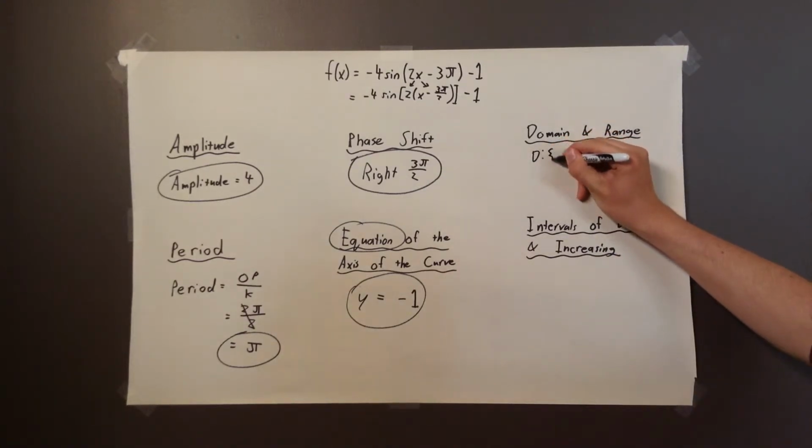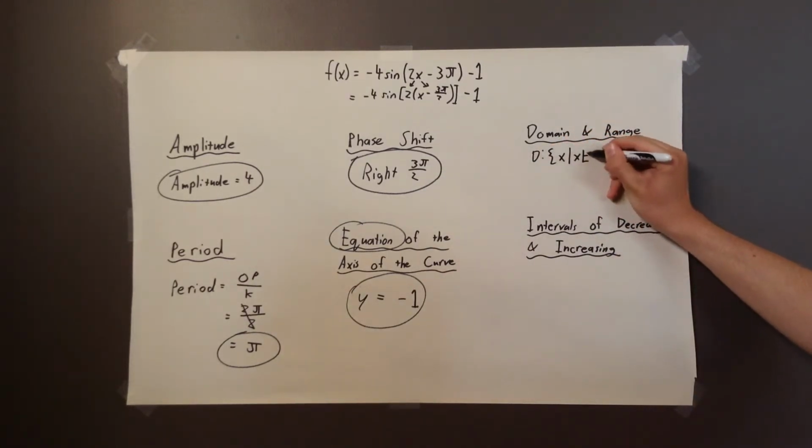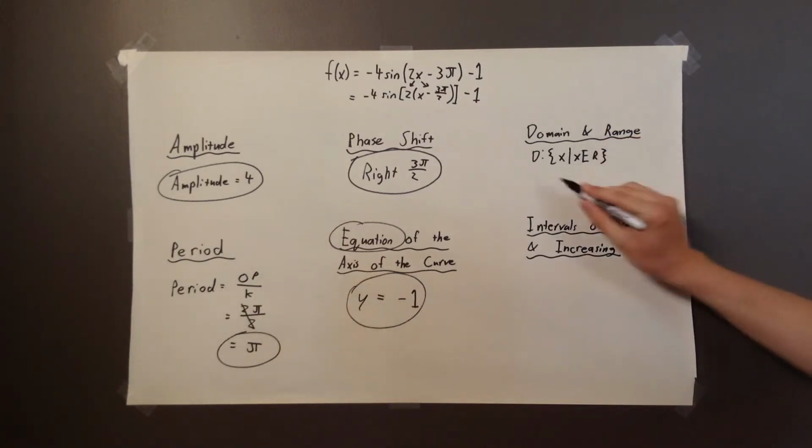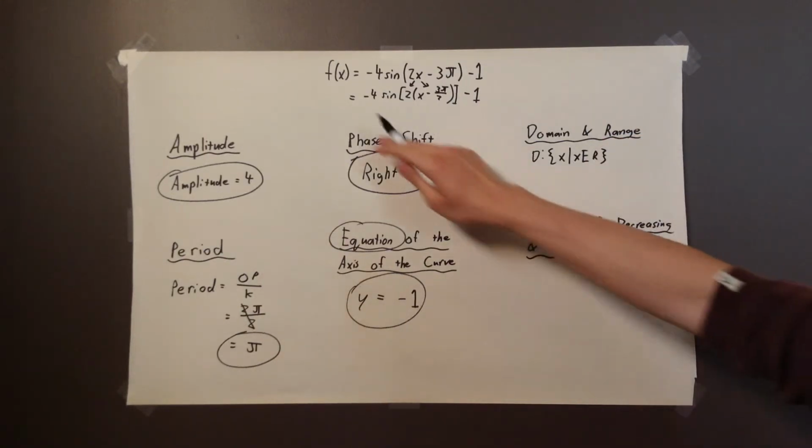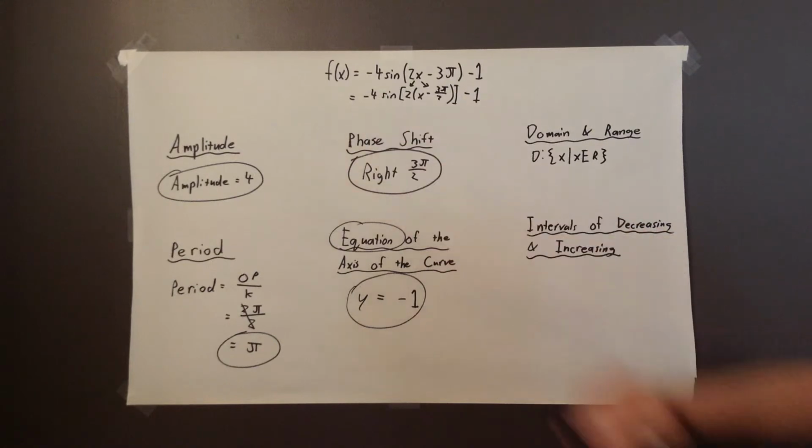The domain of this function would be x such that x is an element of real numbers, as it is a sinusoidal function, therefore it goes infinitely left and right.